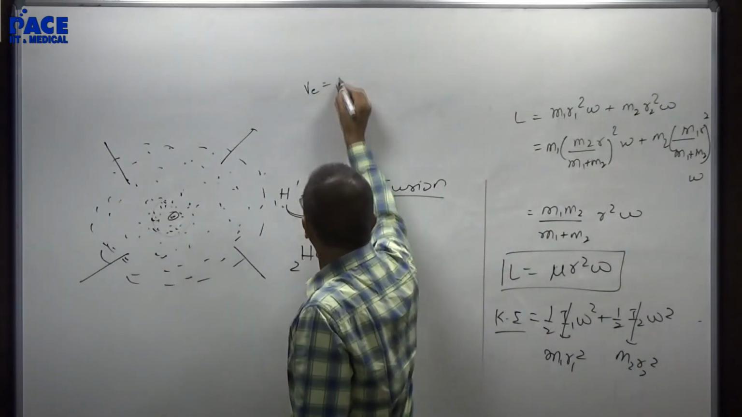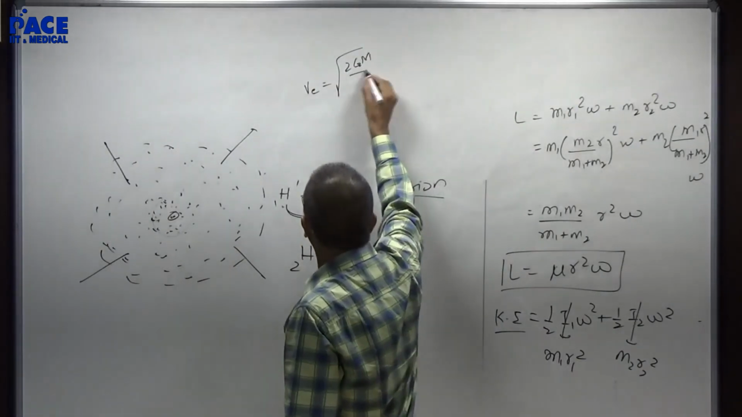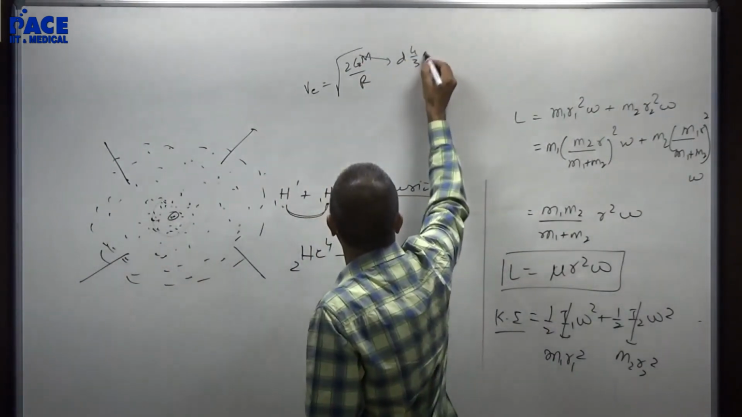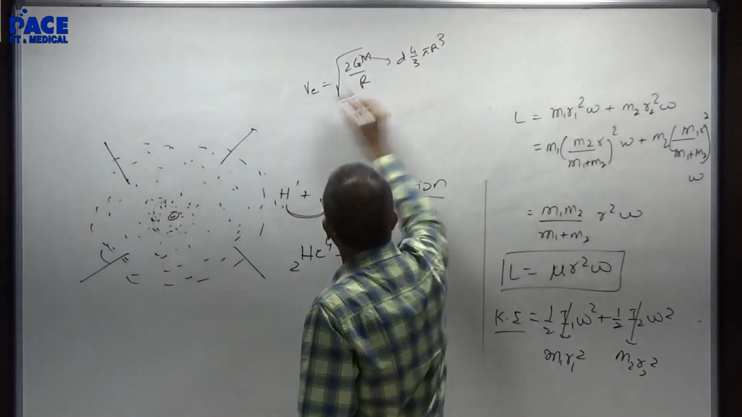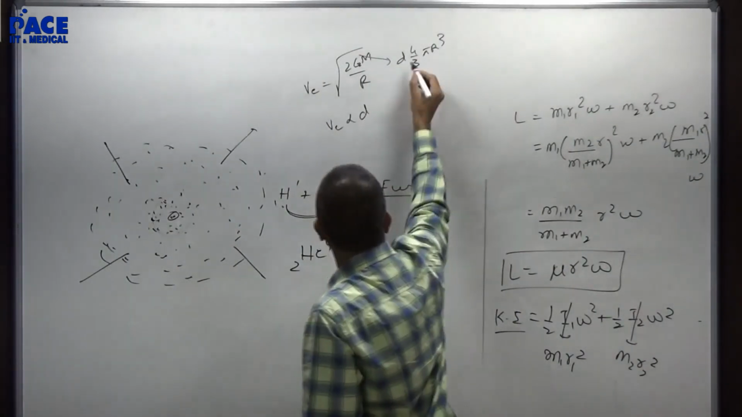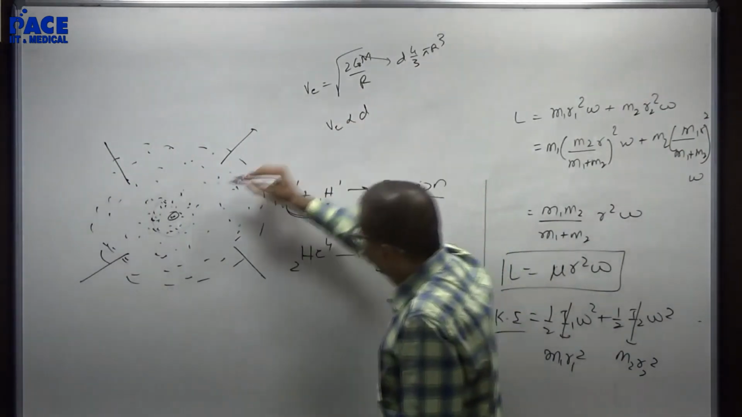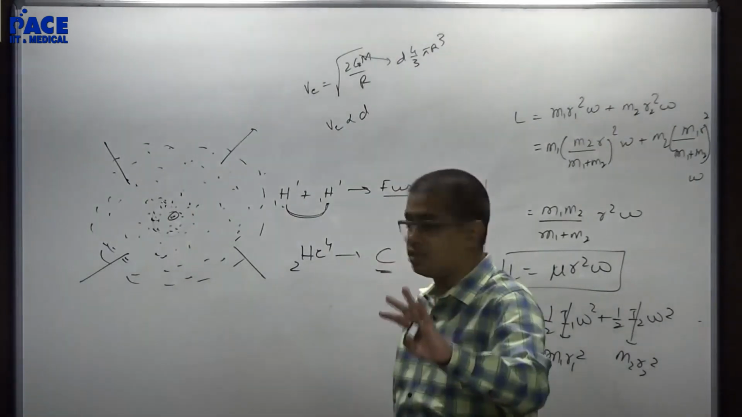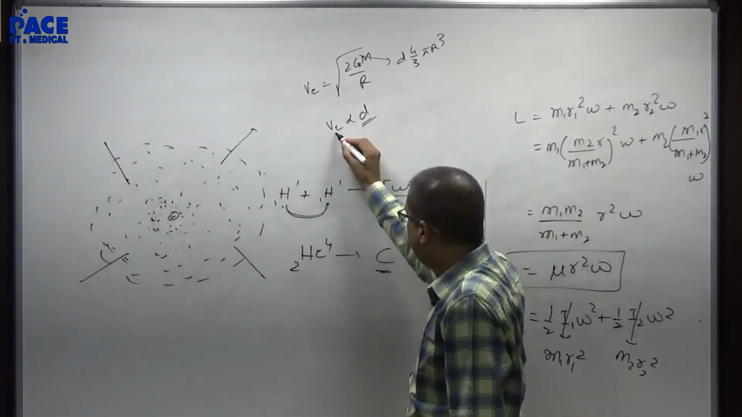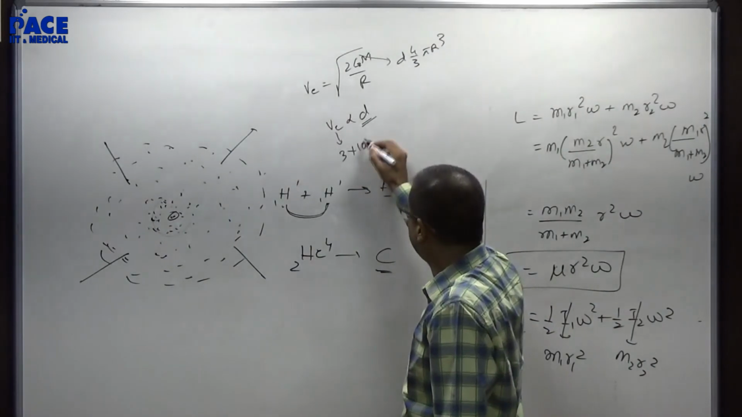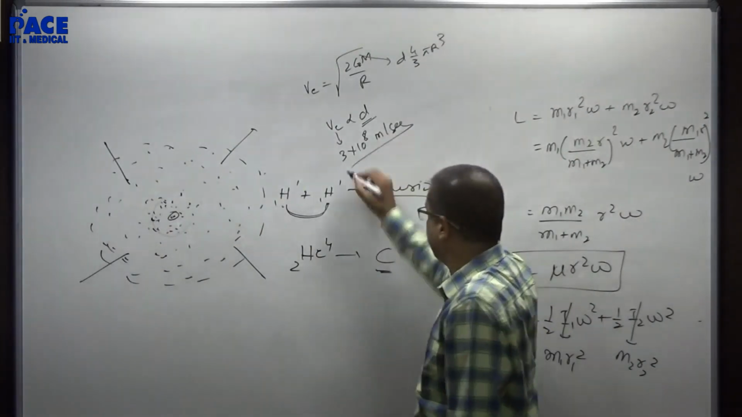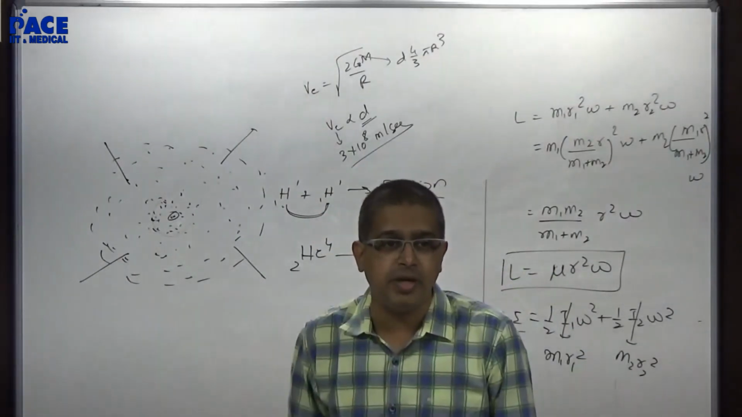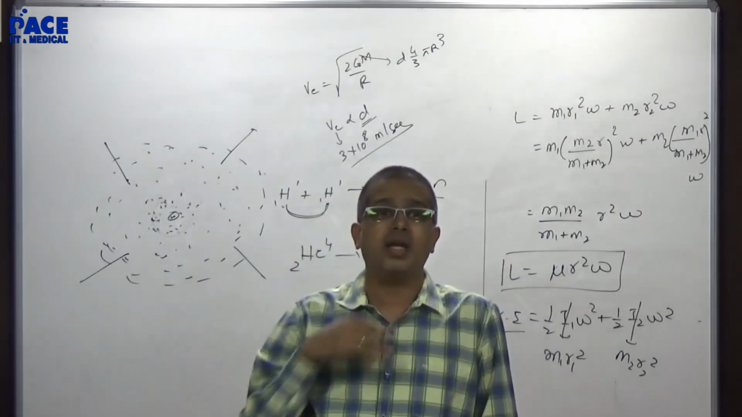What did you calculate escape velocity as? 2GM by R. Am I right? Mass of the star will be density into 4/3 pi r cube. So the escape velocity will be directly proportional to density. If the density crosses the Chandrasekhar limit, then the density will be so high that the escape velocity will be greater than 3 into 10 to the power 8 meters per second. The moment escape velocity reaches 3 into 10 to the power 8 meters per second, light is also pulled back into the star.